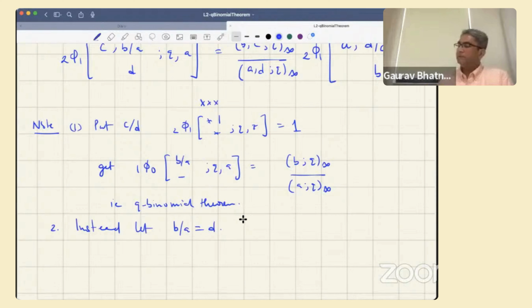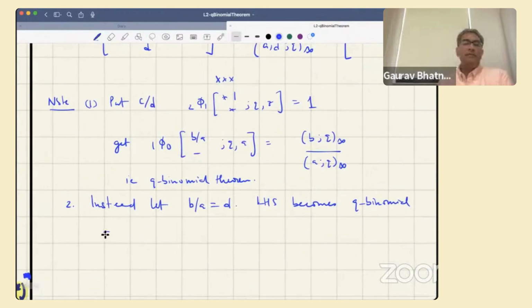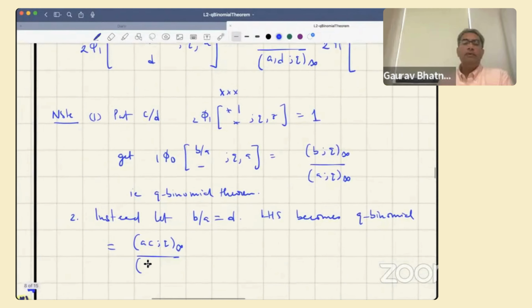Then what happens? So then the left-hand side becomes a q-binomial. Right, so then the left-hand side becomes 1 phi 0. So these two terms cancel, and we get 1 phi 0, c with a numerator parameter and a. So that we know how to do. So the left-hand side becomes a c q infinity over a q infinity.